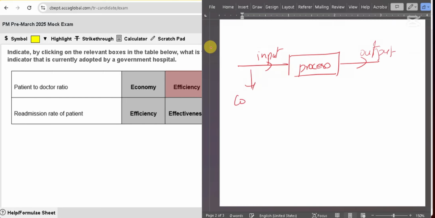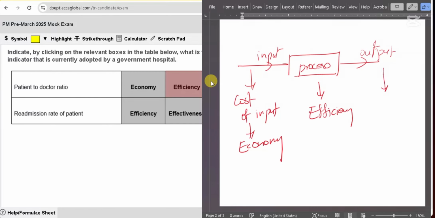The cost of input is measured by economy. Output to input ratio, that means with less input making more output, that is efficiency. How far the objectives are achieved by the output is measured by effectiveness. This is the 3E concept. So here patient to doctor means each doctor, how many patients he is handling, is a measure of process efficiency. Readmission rate of patient is effectiveness. Readmission means the medication has not been successful, that means the objectives are not achieved, that is effectiveness.